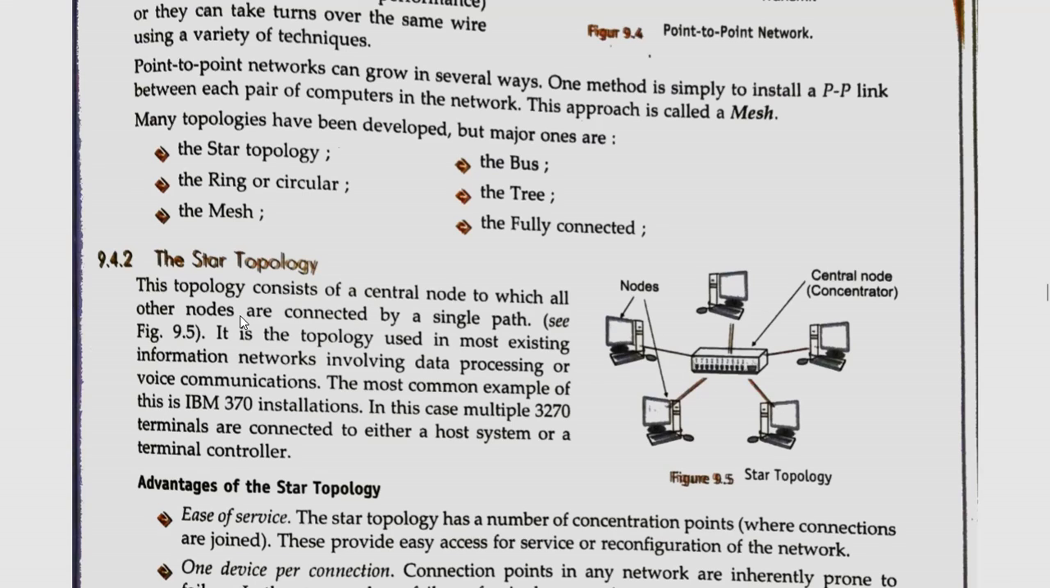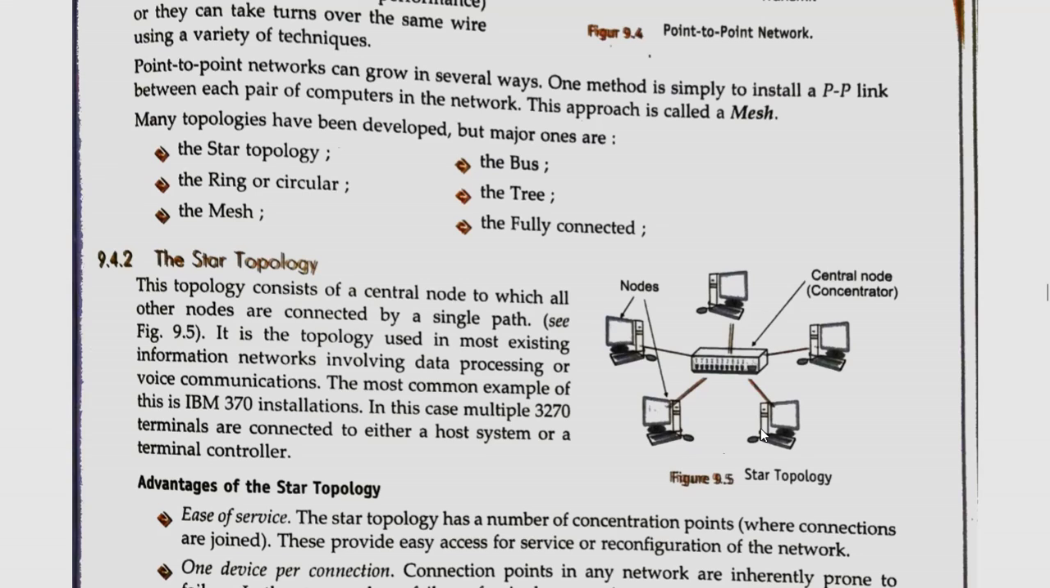Okay, so here you can see that the topology consists of a central node to which all other nodes are connected by a single path. Okay, so individual paths are there for all the other nodes. It is the topology used in most existing information networks involving data processing or voice communications. A common example is the IBM 370 installation. So all those systems use this star topology.